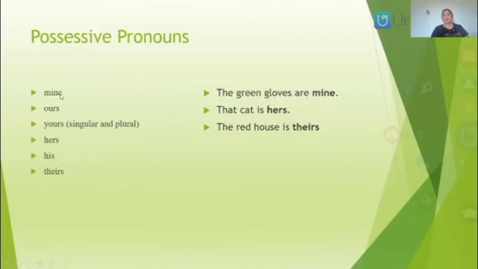Next, possessive pronouns: mine, ours, yours, hers, his, theirs. The green gloves are mine. The cat is hers. See these, mine, hers, theirs. You could also think of any other example. For example, it is hers. It is his house. These are theirs. Understood?